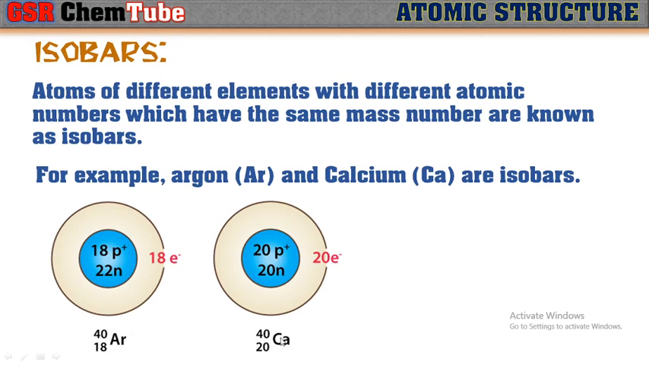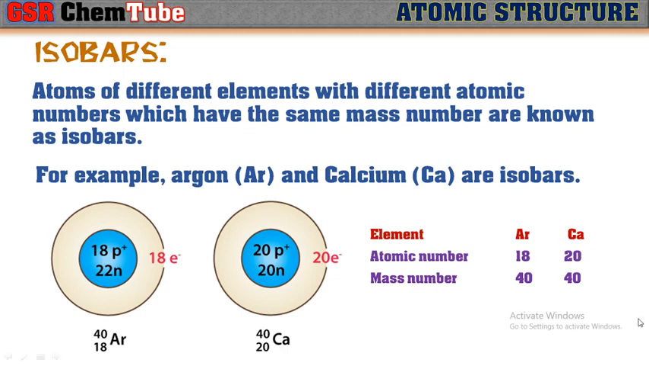So such atoms with the same number of nucleons, or atoms with different atomic numbers but the same mass numbers, are called isobars. You can see here it is mentioned that the atomic number of argon is 18, whereas for calcium it is 20, but the mass numbers of both argon and calcium are 40 each. Hence these are isobars.